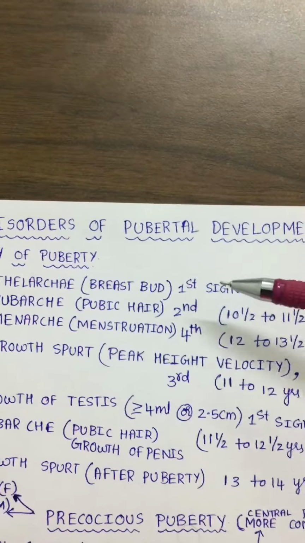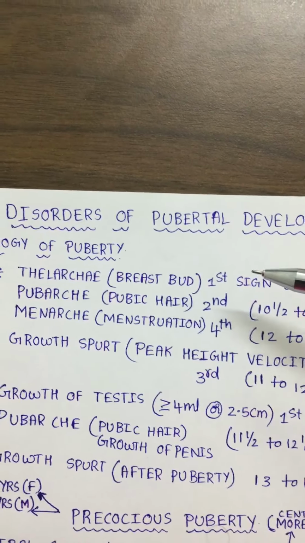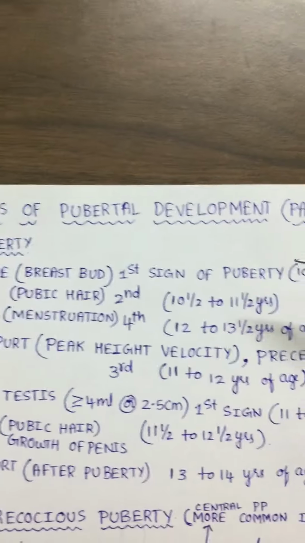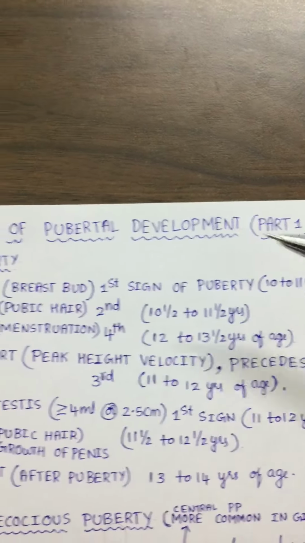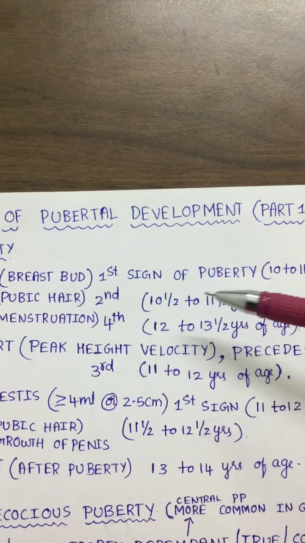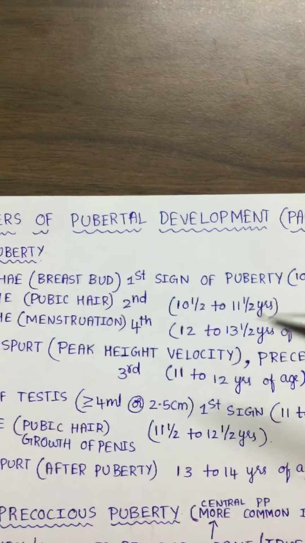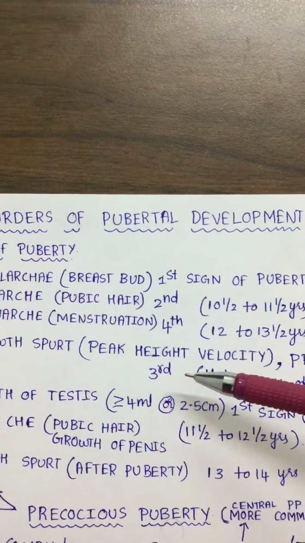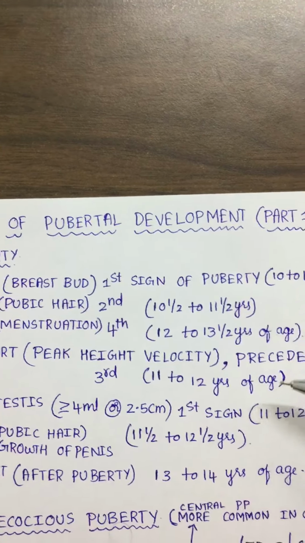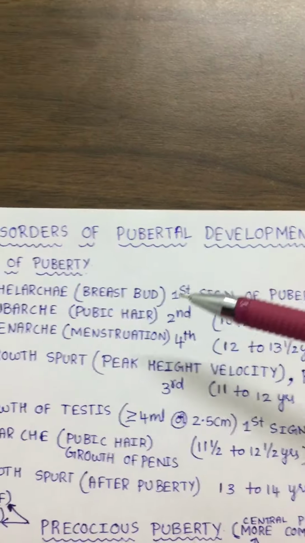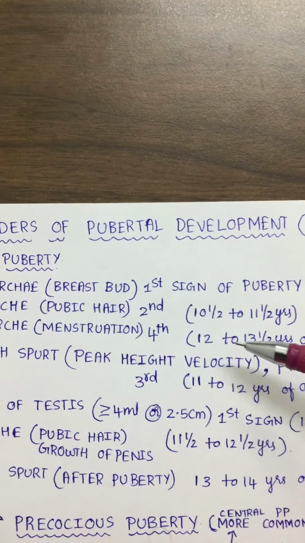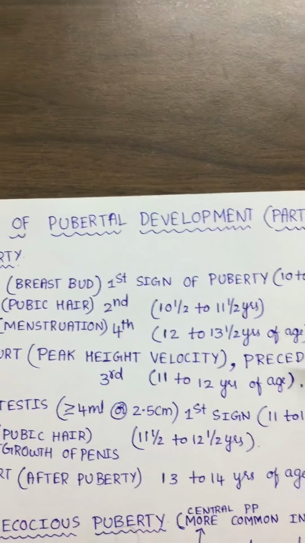There are 4 stages of puberty in females. First is thelarche, appearance of breast bud at 10 to 11 years. Second is pubarche, appearance of pubic hair at 10.5 to 11.5 years. And growth spurt, the third sign, occurs between 11 to 12 years, before the menarche. And the final one is menarche, menstruation, the fourth stage, which occurs between 12 to 13.5 years of age.